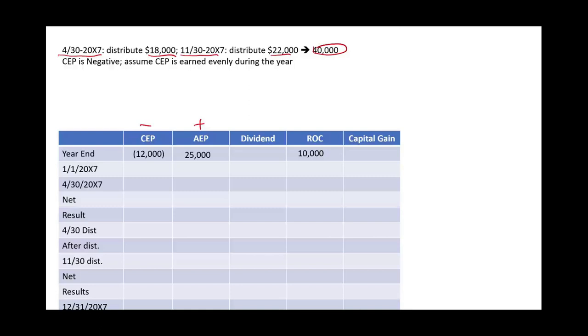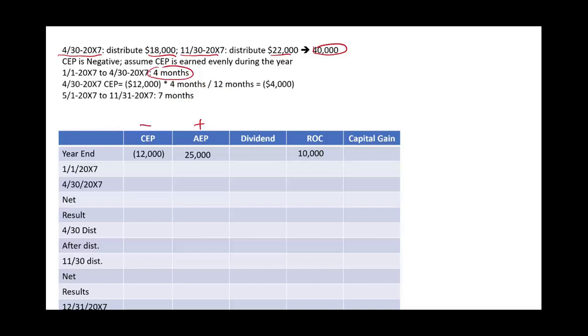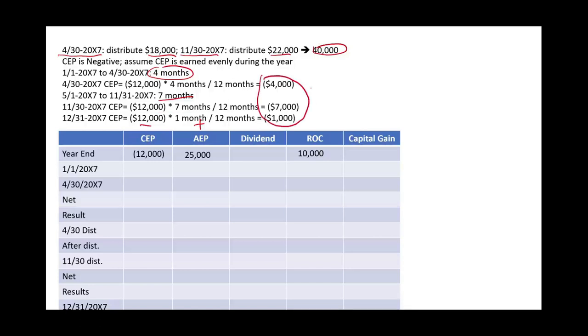And when do we net them? Because we have negative CEP, positive AEP, we are allowed to net them under this scenario. We net them at the time of the distribution. Therefore, for the first 4 months, we have a loss of 4,000. Again, 12,000 divided by 12. By the November distribution, we have 7 months, 7,000 of losses. And by the end of the year, for the month of December, we're going to have a negative loss. So these losses equal 12,000. This is the CEP that we said was incurred evenly throughout the year.